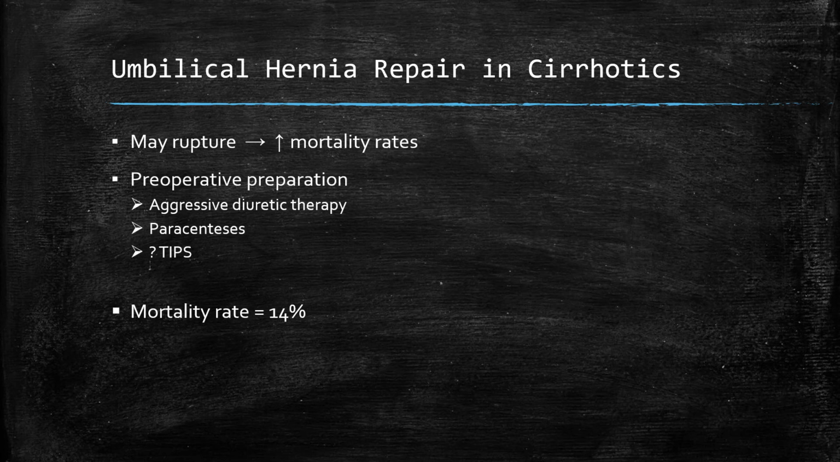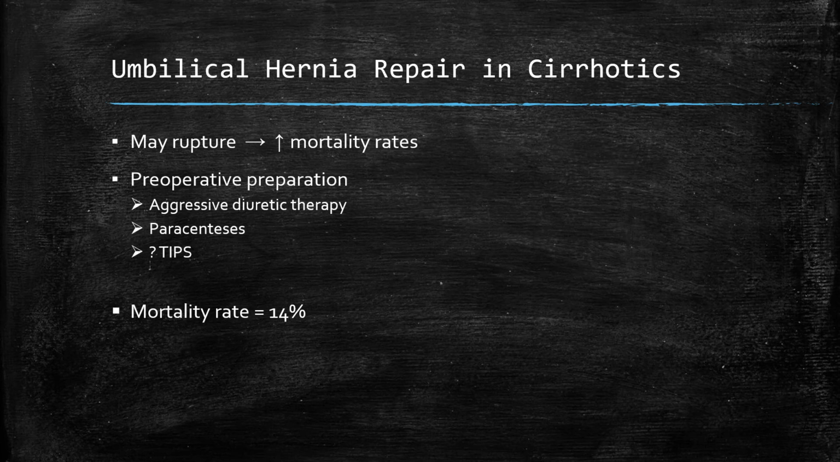However, as those of us who take general surgery emergency room call know, these patients also present to the ER with rupture of their hernia and massive ascites leak, and these patients will require emergency procedures that have an even higher mortality rate. So I'd say the pendulum has kind of swung to a middle ground.